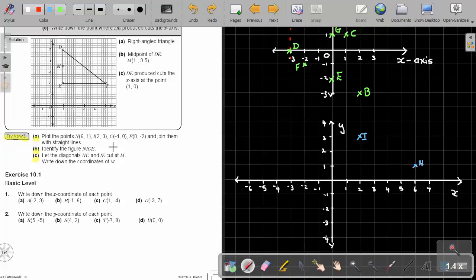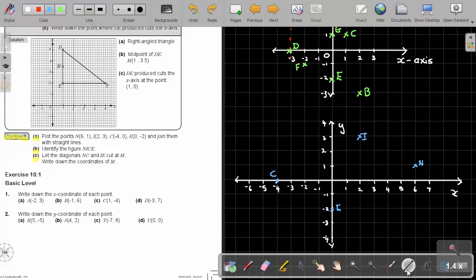And then C is -4 and 0, there is C. Oh, it's a bit on the line, not under. That's C. Okay, and then we're going to make E 0 and -2. Remember, it's only having a y value, so it will be on the y-axis, and it will be at -2. So that will be the point E. Okay, and join them with straight lines.